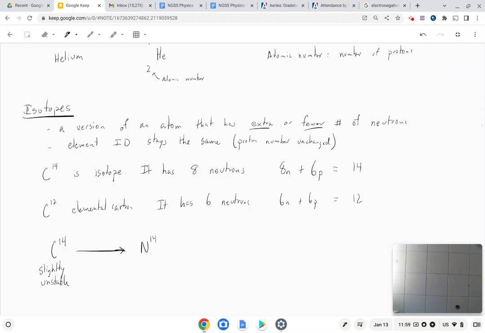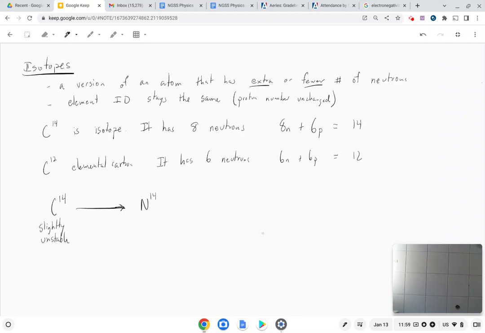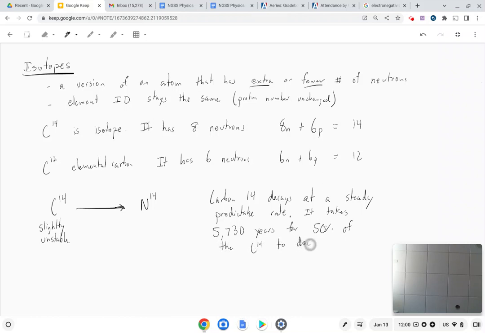And so this carbon 14 is going to decay. It's going to want to shift into something else. And what I want to say is that carbon 14 decays at a very predictable, steady rate. In fact, it takes 5,730 years for 50% of the carbon 14 to decay. So for half of those carbon 14s to decay, it would take 5,730 years.